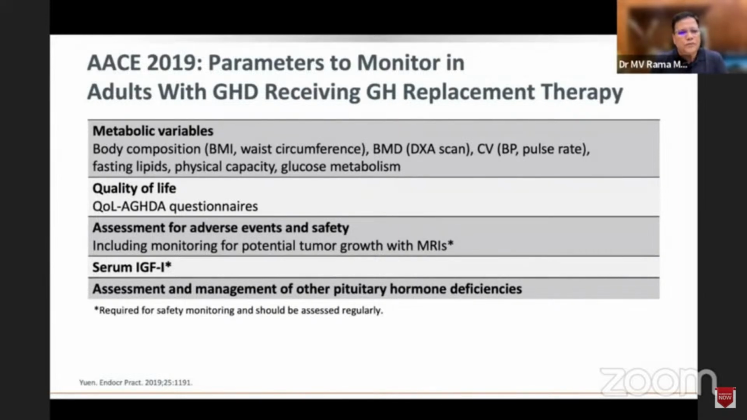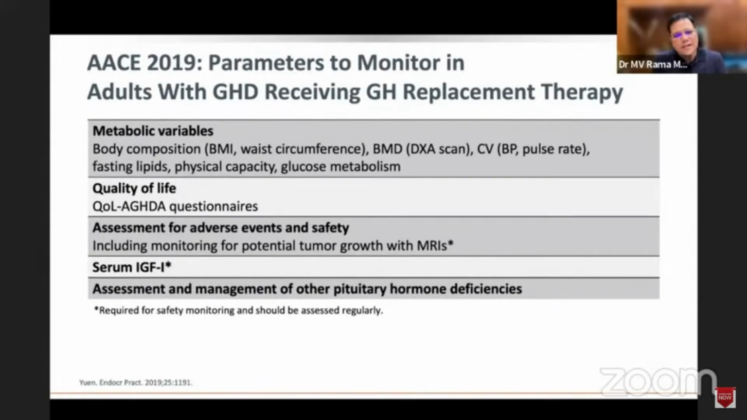We have metabolic variables like body composition, waist circumference, BMD, DEXA scan, CV risk, fasting lipids, physical capacity, and glucose metabolism. Look at quality of life, with different questionnaires, and assessment for adverse events and safety, potential tumor growth and other things. And also look at serum IGF-1 regularly in this situation, like you do it after 2 to 3 months, then every 6 to 12 months.